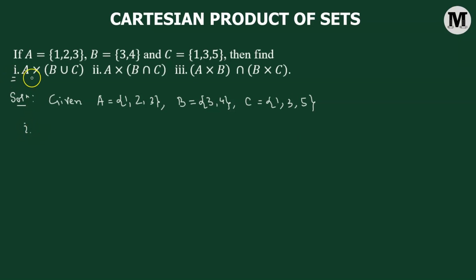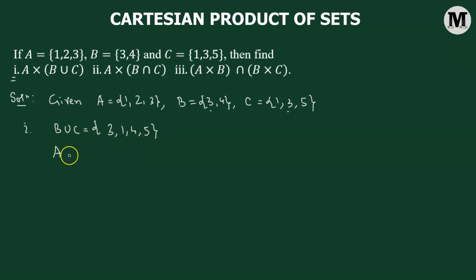Now, before computing the Cartesian product, let's try to find out the set B union C. So B union C, this is going to be simply, we'll consider all the elements that are common to both B and C first. So here we have the element 3 that's common to both B and C, and we're going to include the rest of the elements as well. So we have 1, 4 and 5 as well. So this is going to be the set B union C.